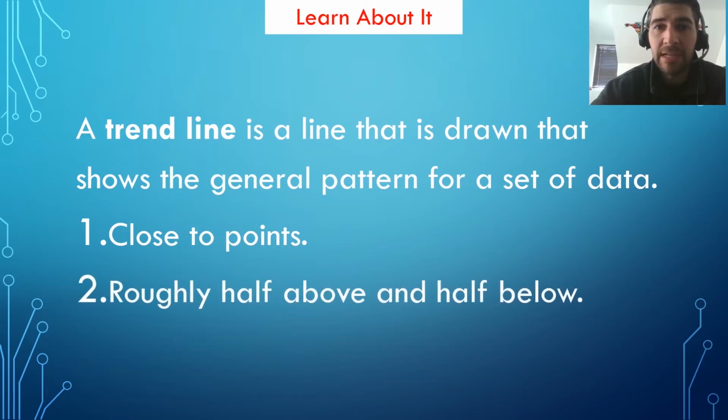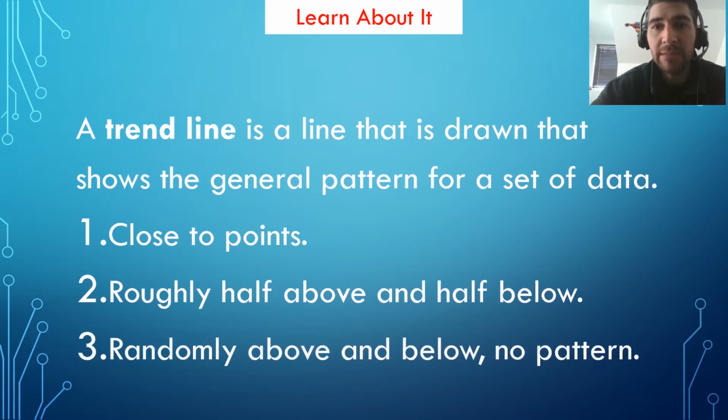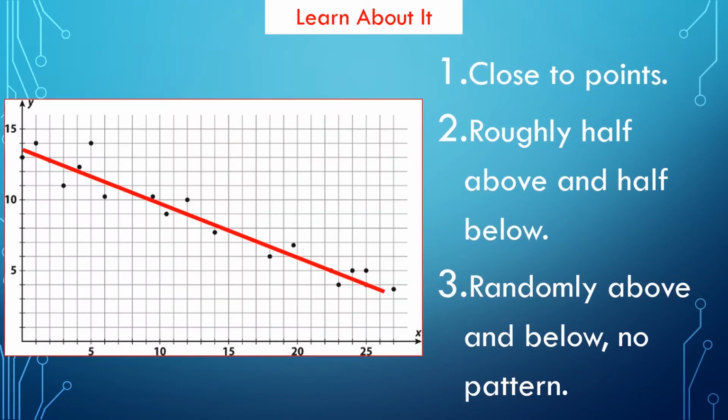Second, it should have roughly half of the data points above the line and roughly half of the data points below the line. It's not exact, but too many above or below is a bad sign. Finally, the points should be randomly above and below the line. There should be no pattern to whether the points are above or below. To get a good feel for what this means, let's look at one of the examples from the try it. Let's see if the trend line from the think about it hits all the marks.